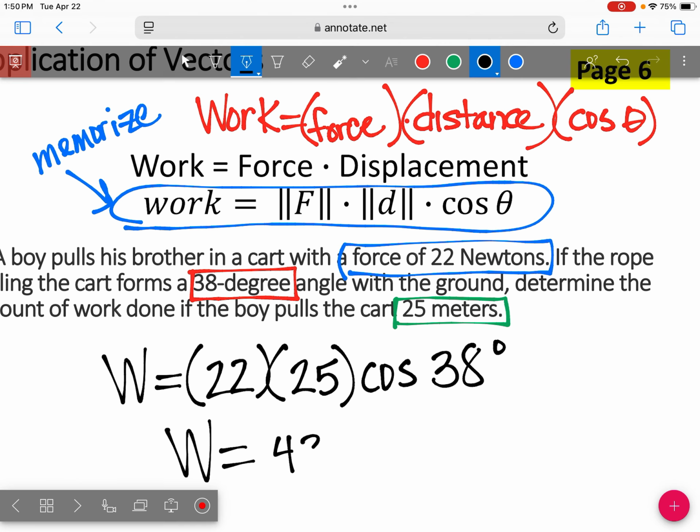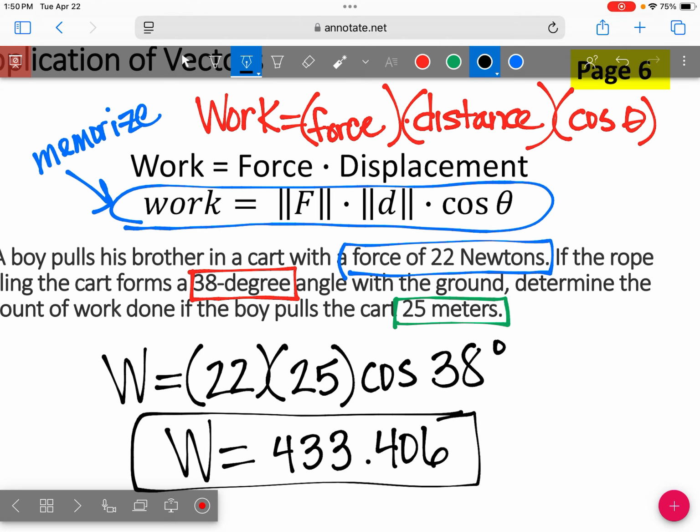All right, I got 433.406. Anybody else get that? All right, go ahead and do number 2 by yourself. What do you label work as? Okay, the unit of measure, you would multiply your unit for force and distance. So you could say this is newton meters. Or you can also say for that one, that's joules. That would be your unit.